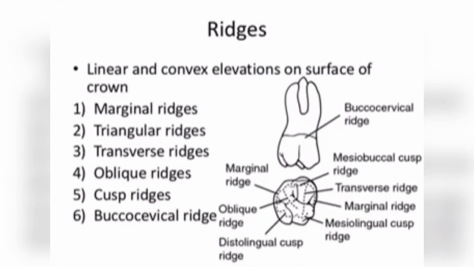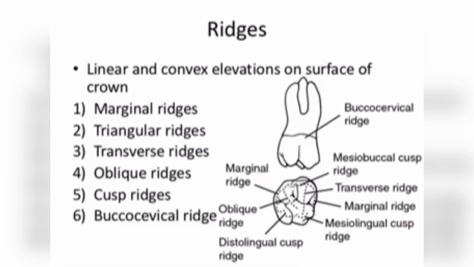Ridges. Ridges are the linear and convex elevations on the surface of crown. There are numerous ridges. Number 1, marginal ridge. It is present on the mesial and distal margins of lingual surface of anterior teeth and occlusal surface of posterior teeth. Number 2, triangular ridges. It descends from the cusp tips of posterior teeth towards the central part of occlusal surface.